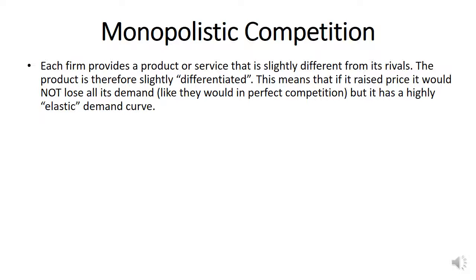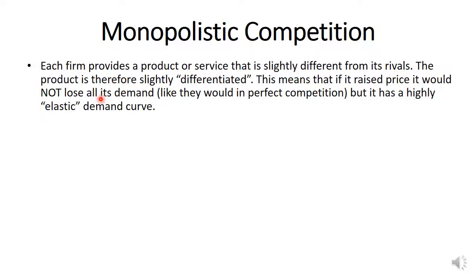Okay, we're going to start to look at monopolistic competition. Really important that we see from the outset that with monopolistic competition, what we have is a product that is slightly different from its rivals. In other words, it's slightly differentiated. And that means that if you raise the price as a firm, then we're not going to lose all of the demand like we did in perfect competition, because it was a homogeneous product, exactly the same. Because it's slightly different, we don't lose all of the demand.